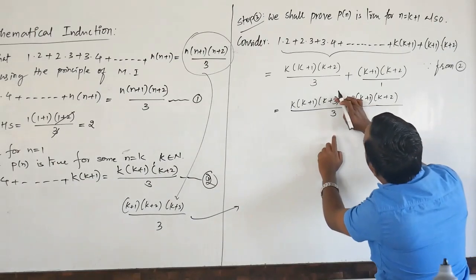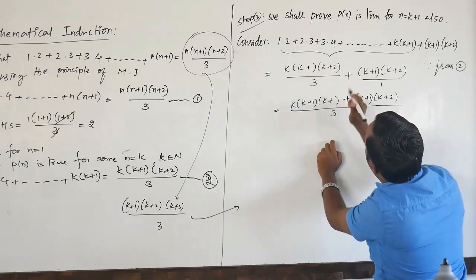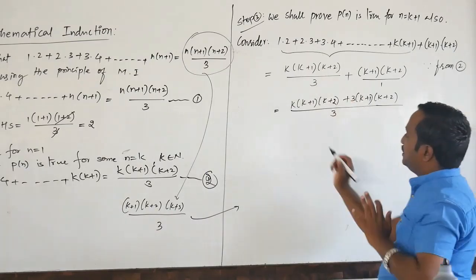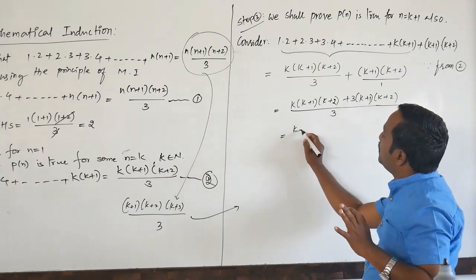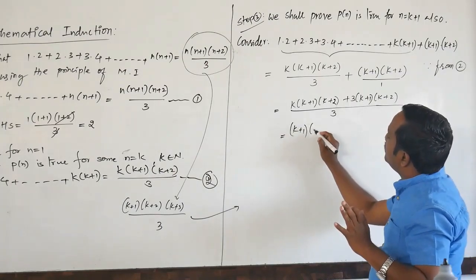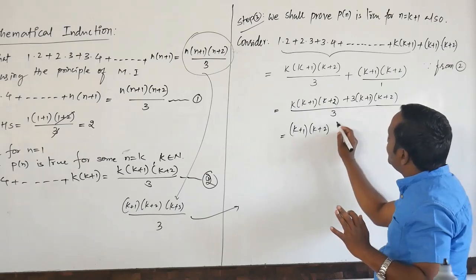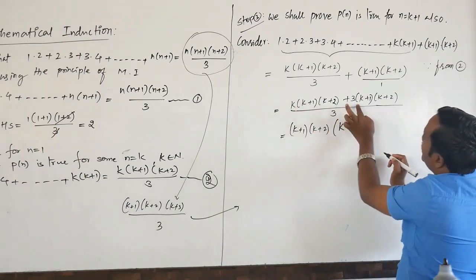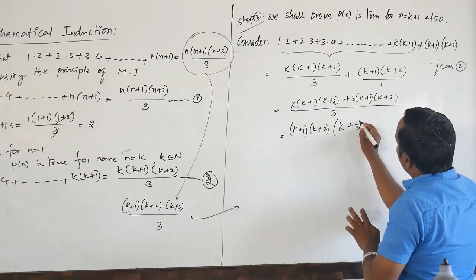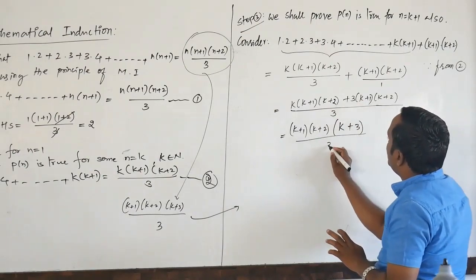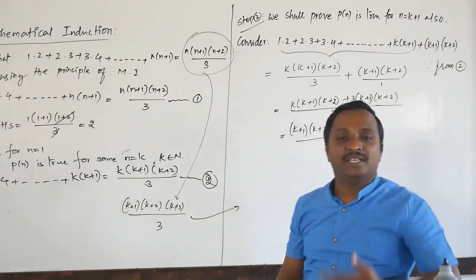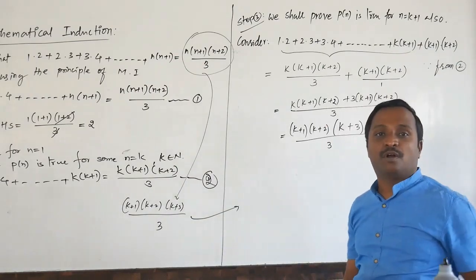I am sorry, this is wrong. I did k plus 2 here. So k plus 1 and k plus 2 are common. So k plus 1 is common as well as k plus 2 is common. What is left? In this term k is left, plus in this term 3 is left, divided by 3. Oh my god, we got it directly, no problem. No simplification required like the last problem we did.